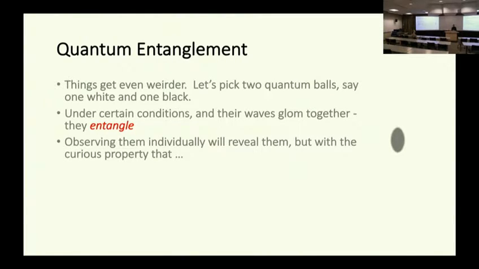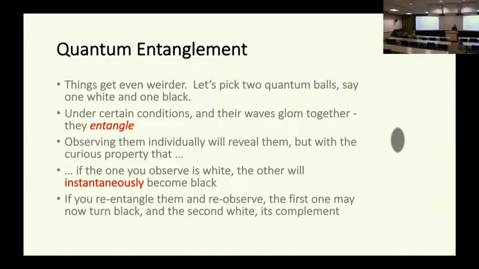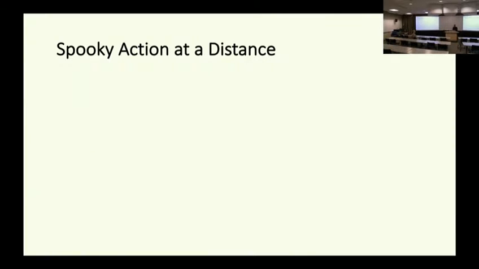The property of entanglement is that if you observe them individually, you observe one and you get black. If they're entangled, the other one will immediately turn white every time. If you entangle them again, and there are ways to do that, and you observe the first one, it may now turn black, because remember, nature decides what the quantum property is going to emerge. It turns out this is a critical thing in quantum computing.